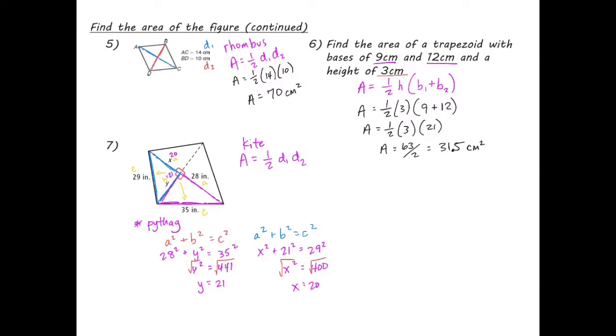So now that I know that x is 20, I know this entire diagonal. Let's use a different color. Let's use yellow. I know this entire diagonal is going to be the sum of 20 and 28. So let's call that diagonal 1. 20 plus 28, so 48 for diagonal 1.